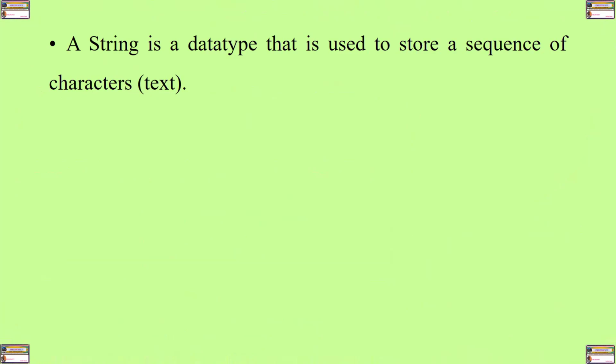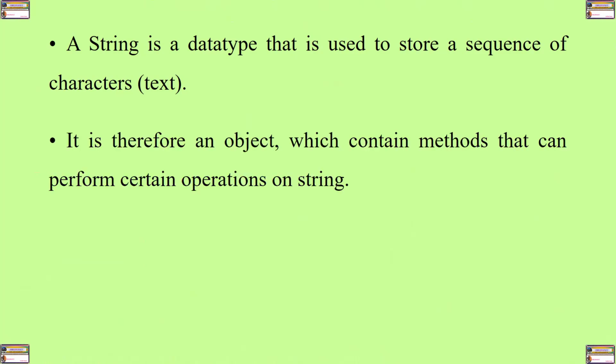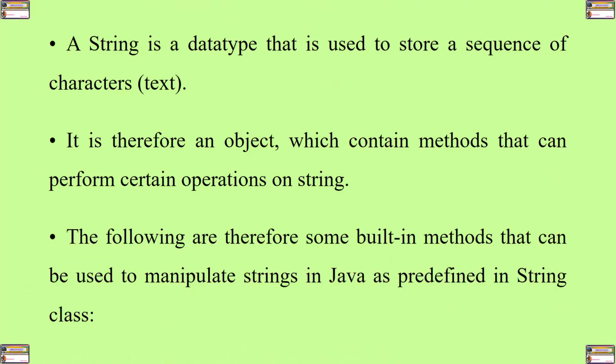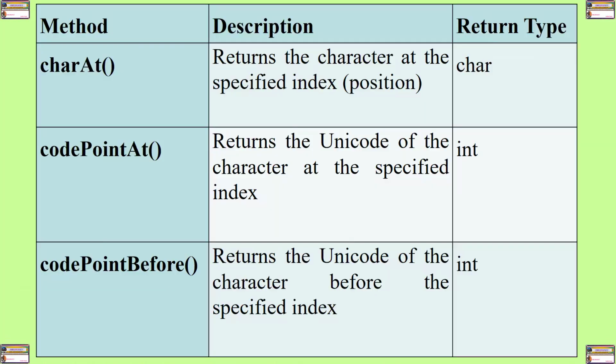What is a string? A string is a data type that is used to store a sequence of characters or text. It is therefore an object which contains methods that can perform certain operations on a string. The following are some built-in methods that can be used to manipulate strings in Java, as predefined in the String class.